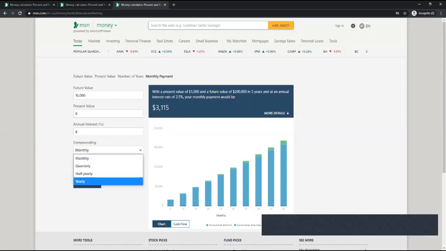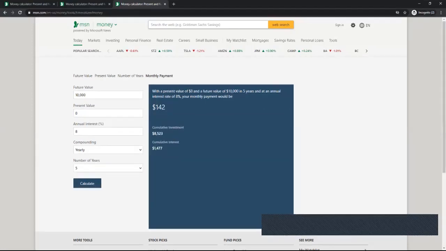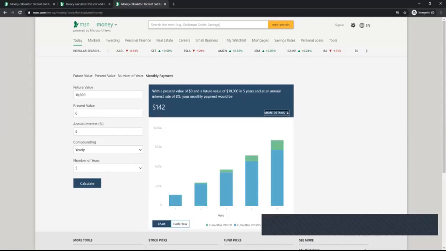Now let's compound yearly. And let's say you want $10,000 and you want it in 5 years. So let's calculate. You need to put $142 every month to achieve that amount. Okay. So the cumulative investment is $8,523, while the cumulative interest is $1,477. So you can use this to plan.